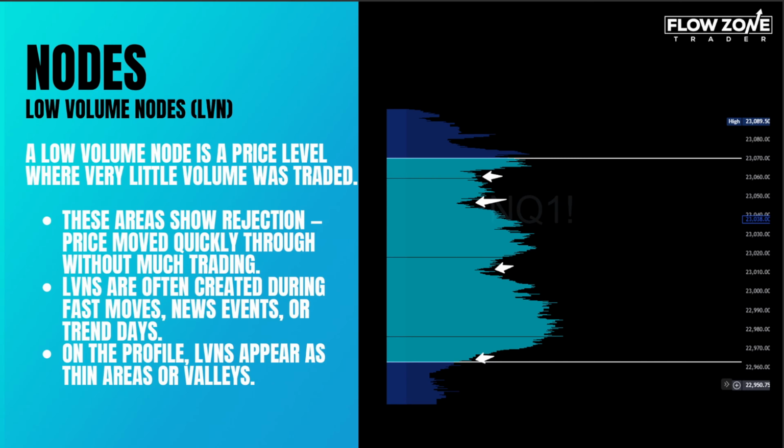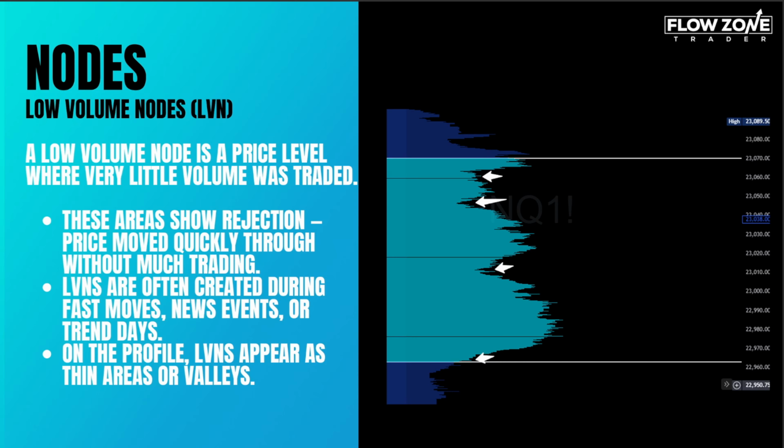The last thing we need to look at when understanding volume profile is the low volume node. Now, obviously, this is the complete opposite to the high volume node. A low volume node is a price level where very little volume was traded. And it's in these areas that it shows rejection, because price has moved very quickly through that area without much trading taking place. So low volume nodes are often created during very fast moves, news events, or trend days. You might call it an imbalance, okay?